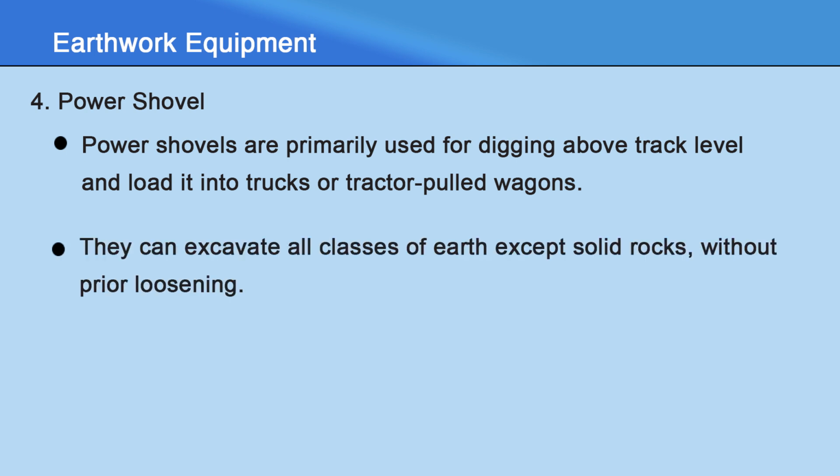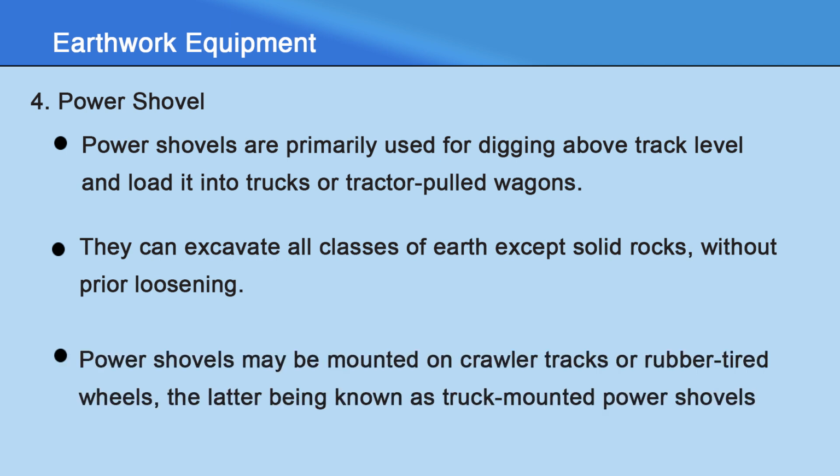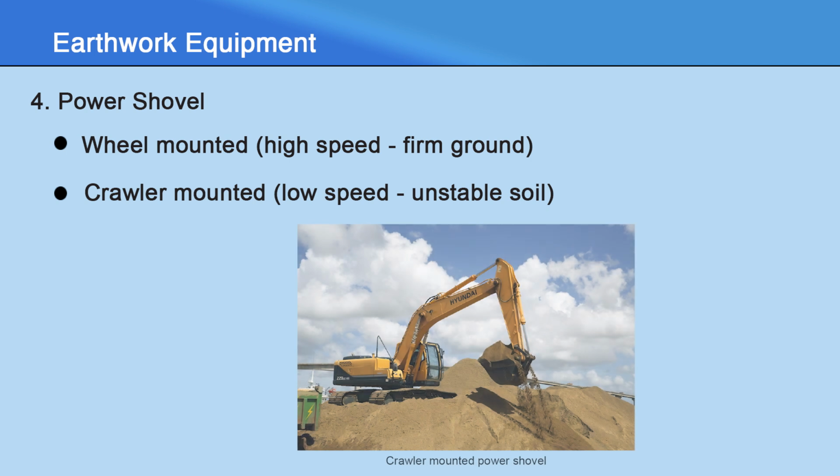They can excavate all classes of earth except solid rocks without prior loosening. Power shovels may be mounted on crawler tracks or rubber tired wheels, the latter being known as truck mounted power shovels. The wheel mounted power shovels are used for high speed and firm ground, whereas the crawler mounted power shovels are used for low speed excavations at unstable soil.